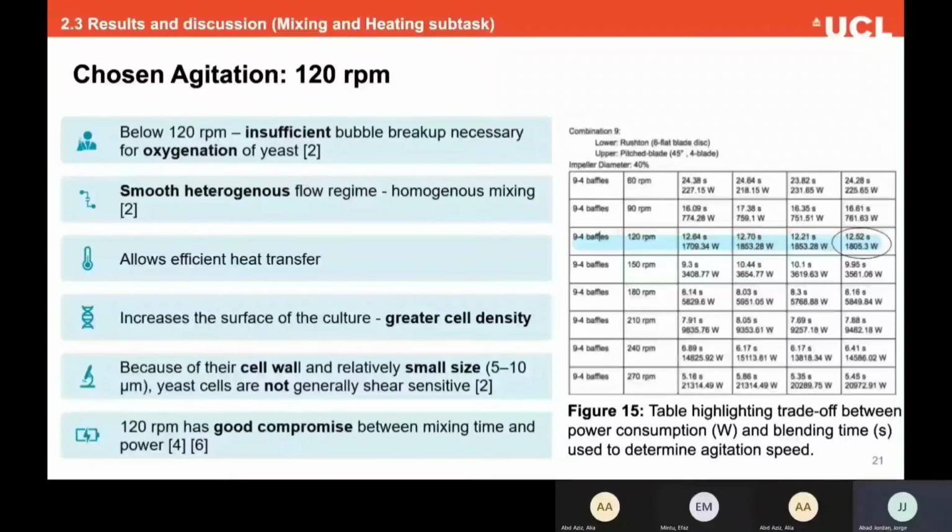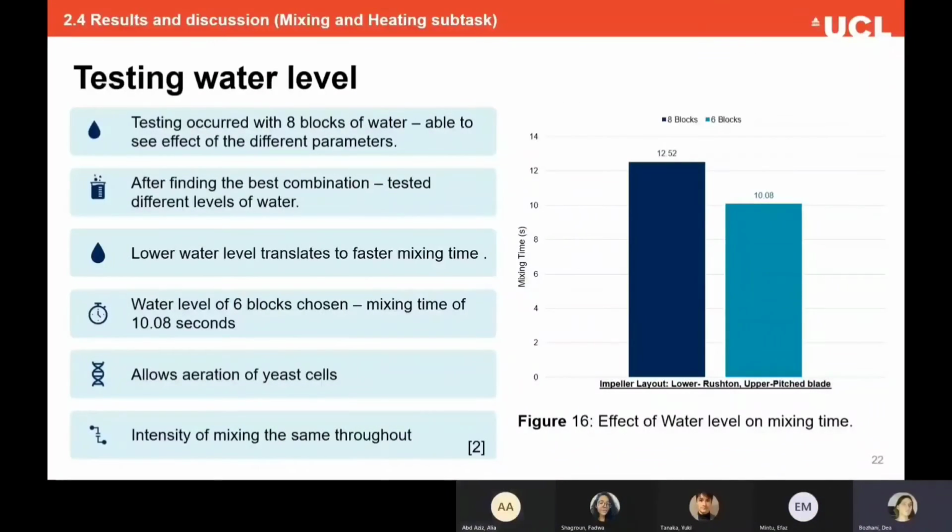As seen from the results we obtained, increasing the RPM decreases the mixing time but increases the power consumption significantly. We decided to make the water level our control variable through the initial test of the parameters. This allowed us to see the effects of the impeller combinations and the mixing speed.